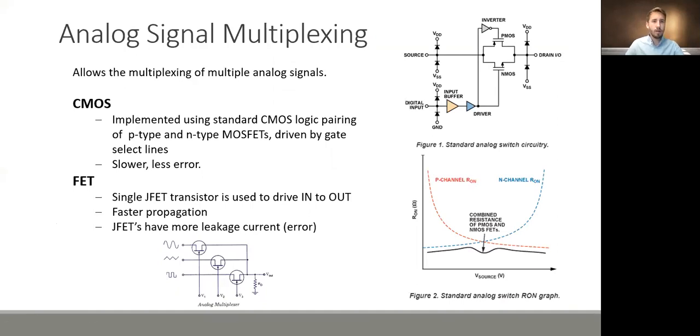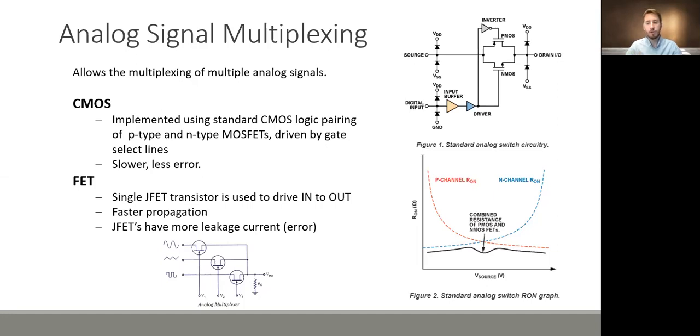So, getting on to analog signal multiplexing. This is, like I said, a really fascinating topic. I was trying to figure out how to implement this myself. I wanted to build a circuit, and it's a lot more complicated than it seems. There are chips. There's actually a chip on SparkFun that you can buy that multiplexes analog signals.